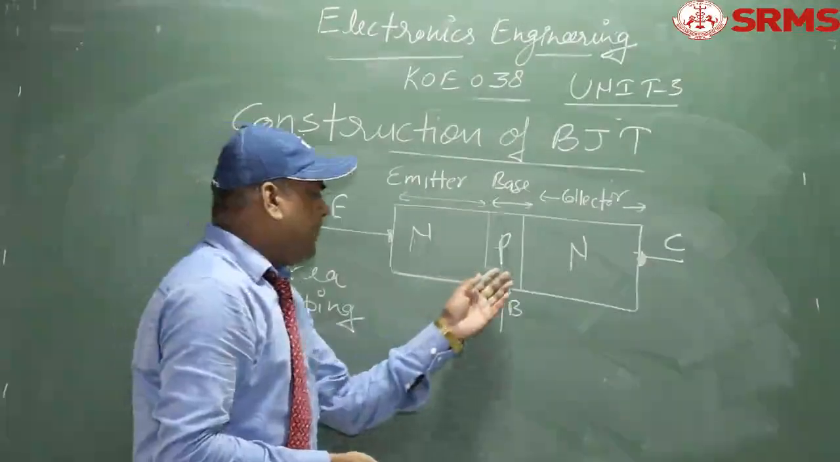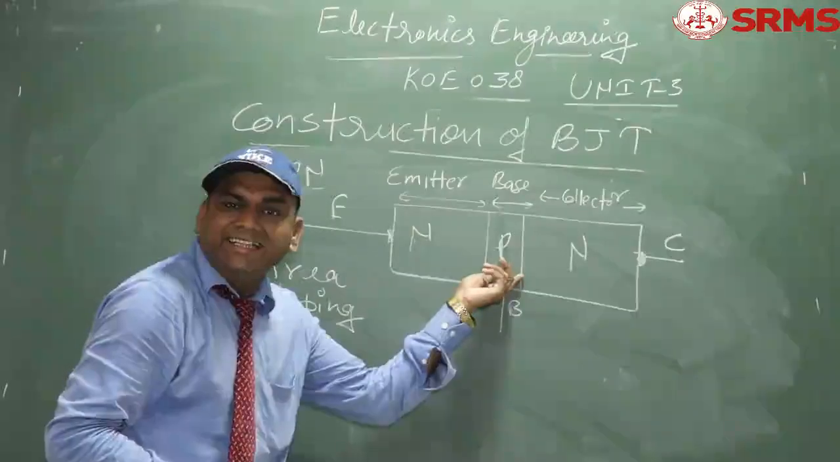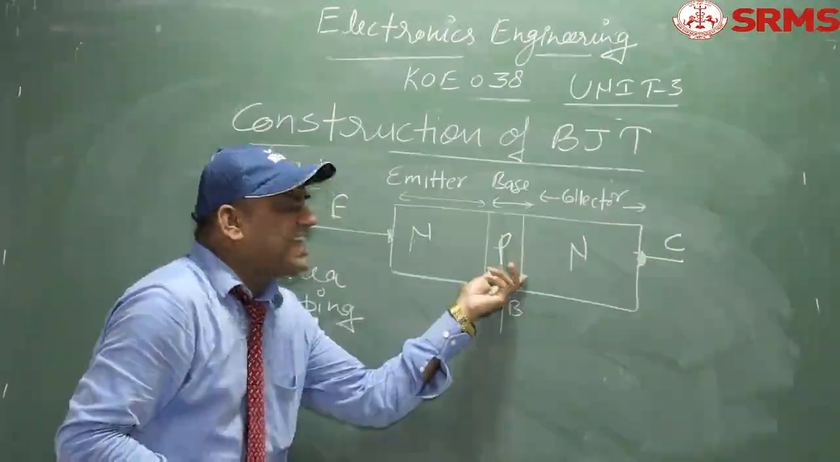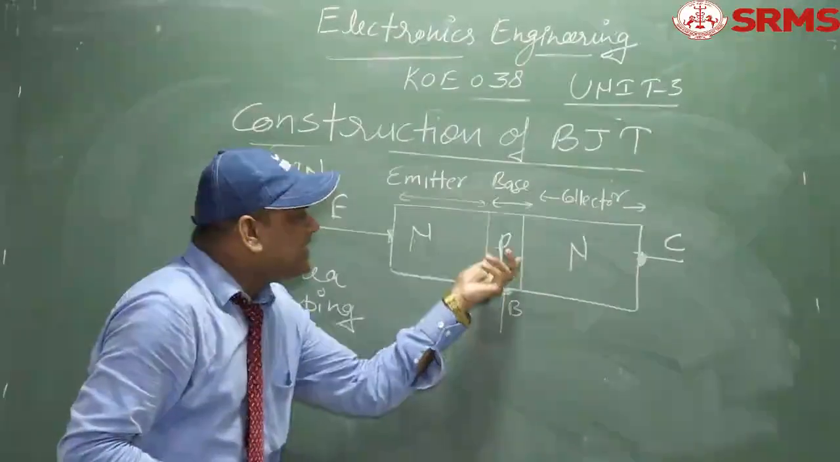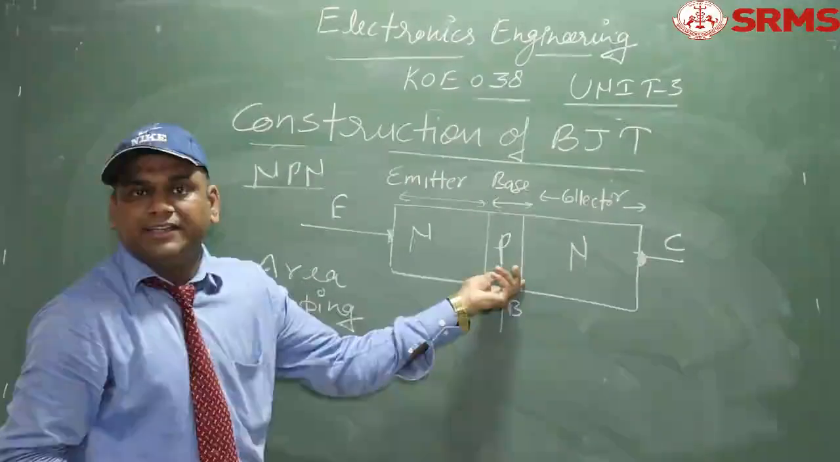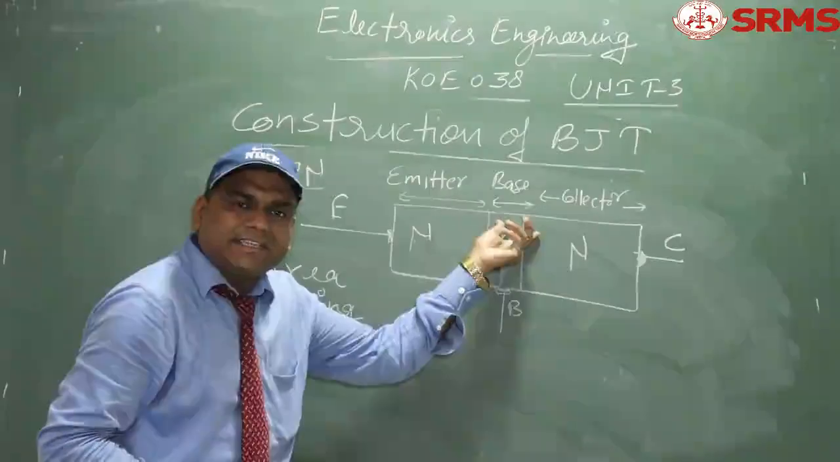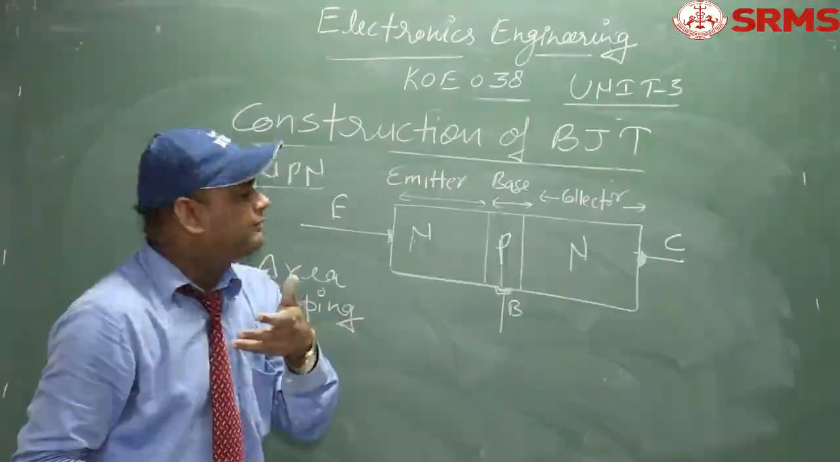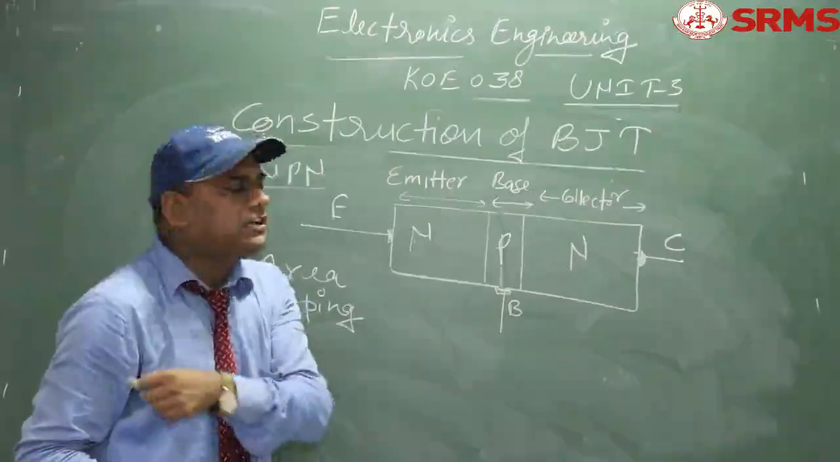The base region must be thin, and the doping in this region must be light. Is that clear? So for the base region, doping is very less. Why is the doping less? Why must the base region be thin? We will discuss this when I explain the transistor operation.